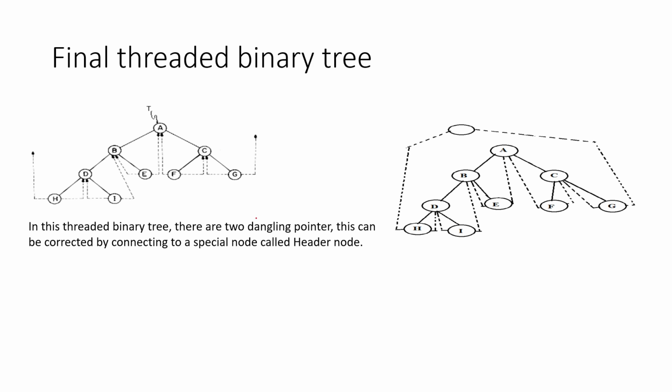In the next phase, to remove that dangling pointer, you have to take one header node. Actually, we don't have any data to keep, but you create one head node. Now the left of that edge should point to that header. Also, the ultimate right should point to the header node. This is the adjustment required. After creating this node, the null pointers are reduced to 0. So this is the final version of the threaded binary tree.